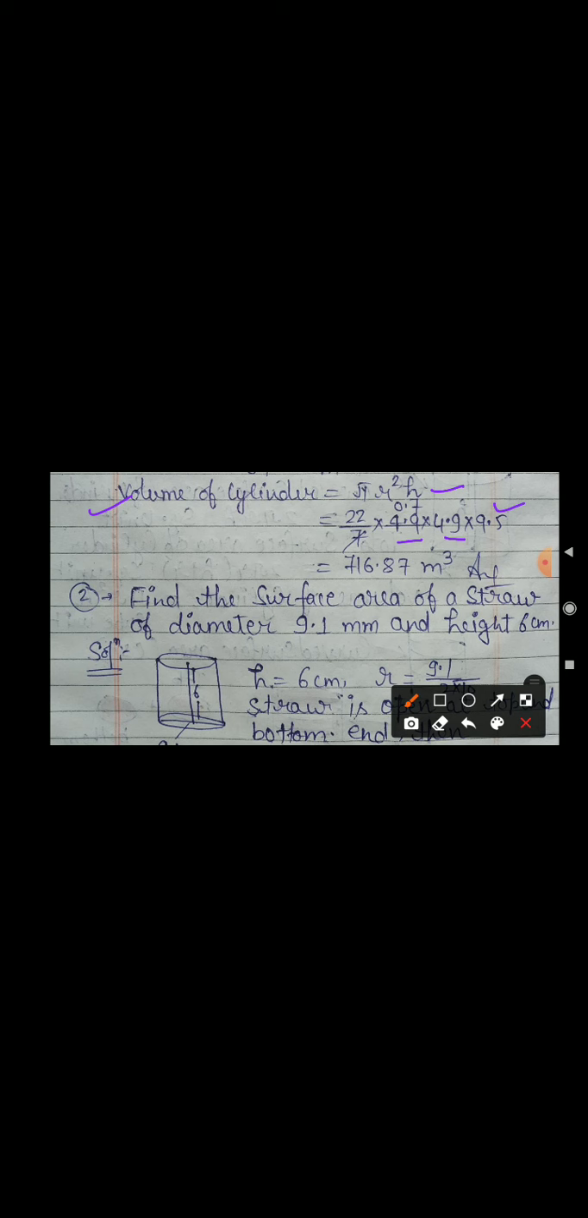Then you cut this 7 with 4.9 and get 0.9, and multiply all these values and get the volume. Volume is 716.87 meter cube. So by this way you have to calculate the total surface area of that open cylinder and give your answer in the comment box. Everyone, this is your homework.